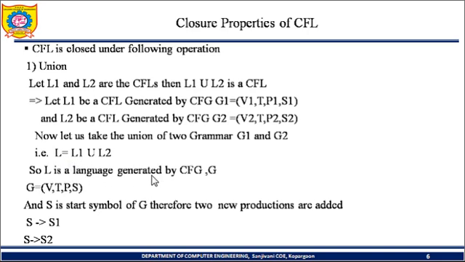So let L be the language which is generated by using grammar G. G is shown by using a 4-tuple V, T, P, S: variables, terminals, productions, and S is the starting symbol of the grammar G, which represents the language L. Now S is the start symbol of the grammar G. Therefore, two new productions we need to add here, because S may start with S1, means the L1 language, or S may start with S2, which is the starting symbol of the G2 grammar.